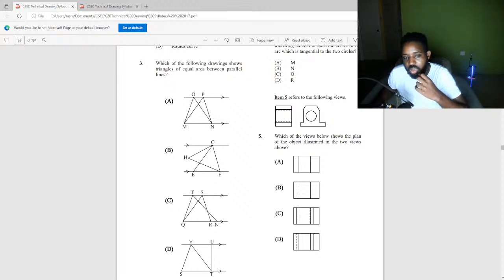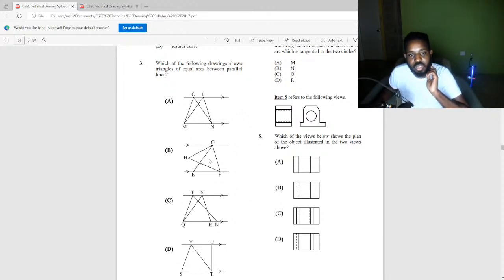So yeah, the answer would be A, and this is why. If we eliminate the others, you can see that this is not equal area because this part and this part are different. This isn't equal area because this and this are different, so it's two different triangles. This one is the same thing. This is slanted and this is a straight line, which means that these two triangles have different area.